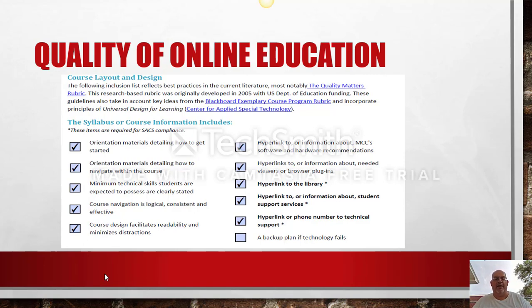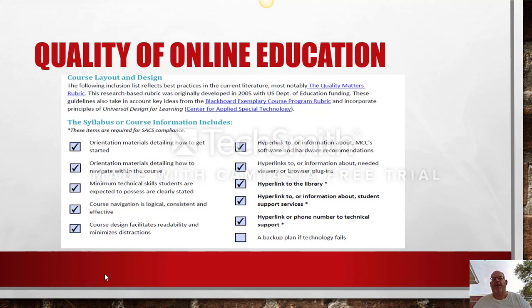Does the design facilitate easy readability and not make a lot of distractions? Do you have proper hyperlinks to all the different software and hardware recommendations? Do you have all the other hyperlinks to information needed for viewers and browsing and plugins? All that we have. We have the hyperlink to the library. We have the hyperlink to information about student support services, the phone number, and technical supports.